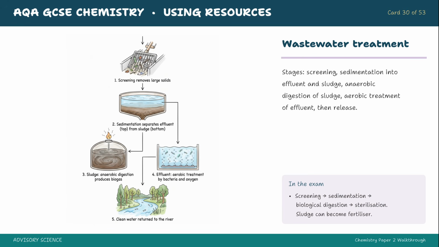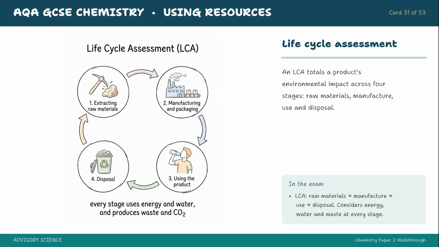Life cycle assessments. A life cycle assessment, or LCA, is carried out to work out the total environmental impact of a product across its entire life. It looks at four main stages: getting the raw materials, manufacturing the product, using the product, and finally disposing of it at the end of its life. At each stage, the LCA considers things like the use of resources, the energy needed, and any pollutants released to the water, land, or air.